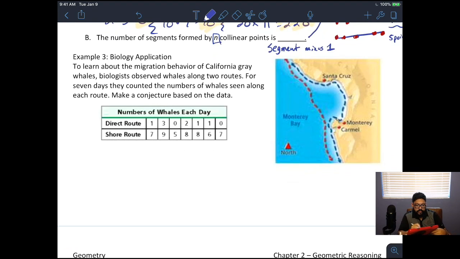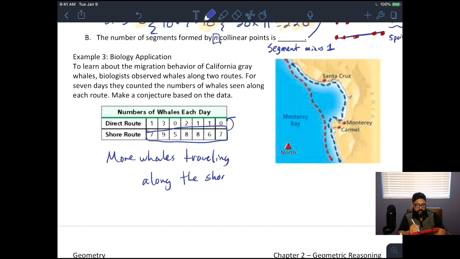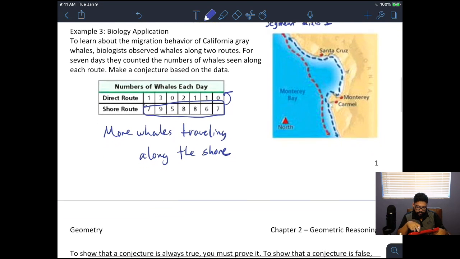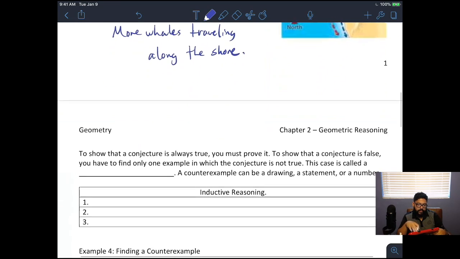So if we notice, this one has a whole lot more whales than the top one. So our conjecture would be there are more whales traveling along the shore. So if we picked the next day, you can use that statement and say the next day that we have, there's going to be obviously more whales traveling along the shore than along the direct route. So that's how statements are made.